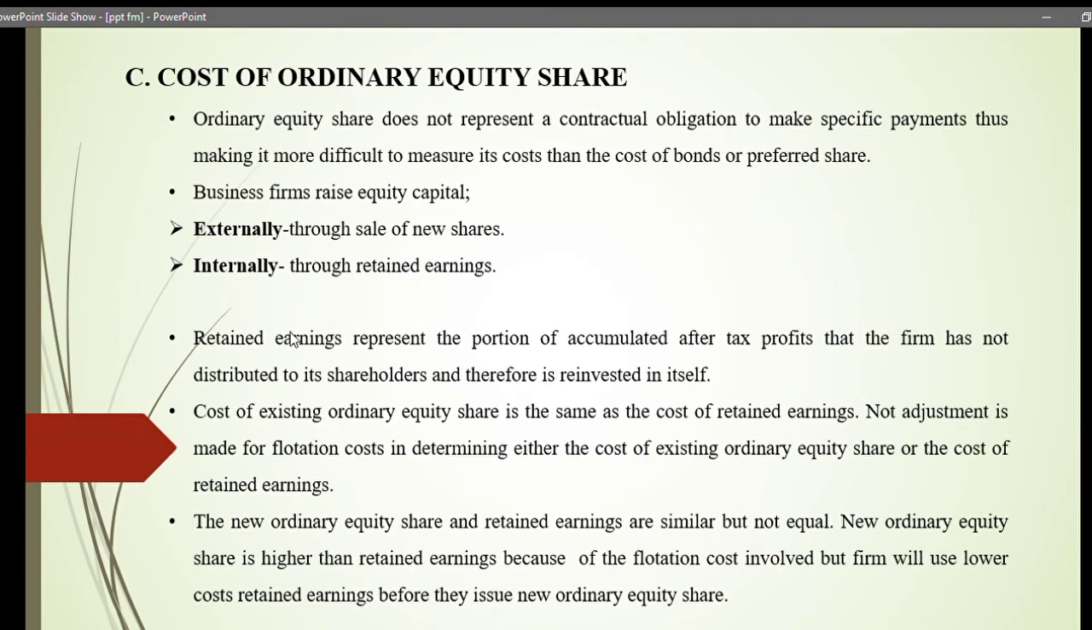So what are retained earnings? They represent the portion of accumulated after-tax profit that the firm has not distributed to its shareholders and is therefore reinvested in itself. The cost of existing ordinary share is the same as the cost of retained earnings. It is said that new ordinary equity share and retained earnings are similar but not equal. New ordinary equity share costs more than retained earnings because of the flotation cost involved, but firms will use lower-cost retained earnings before they issue new ordinary equity share.